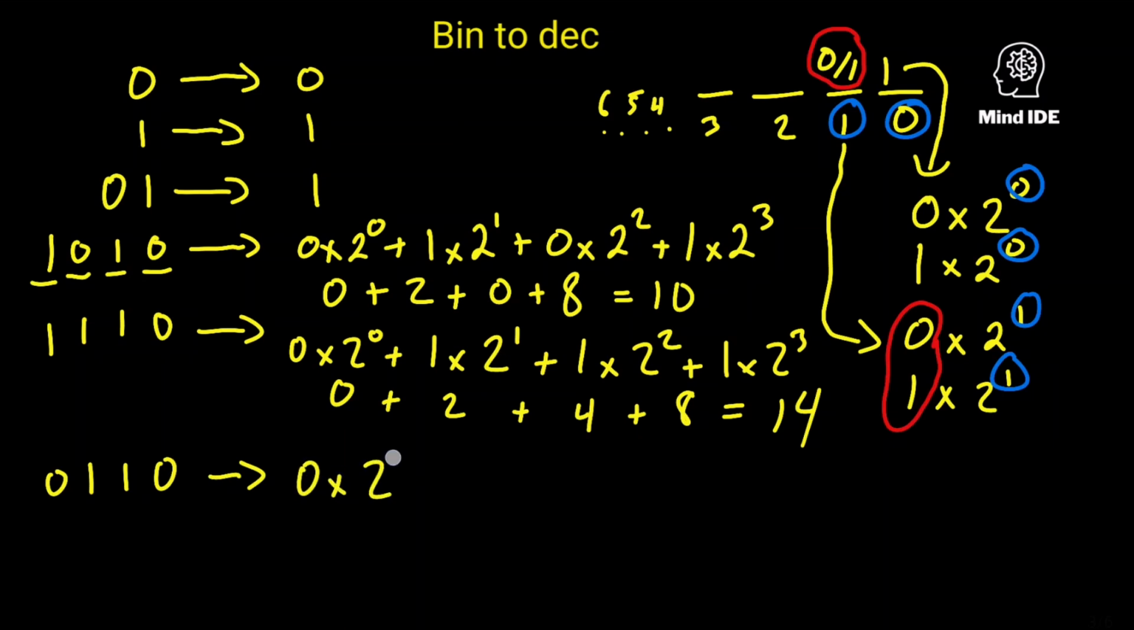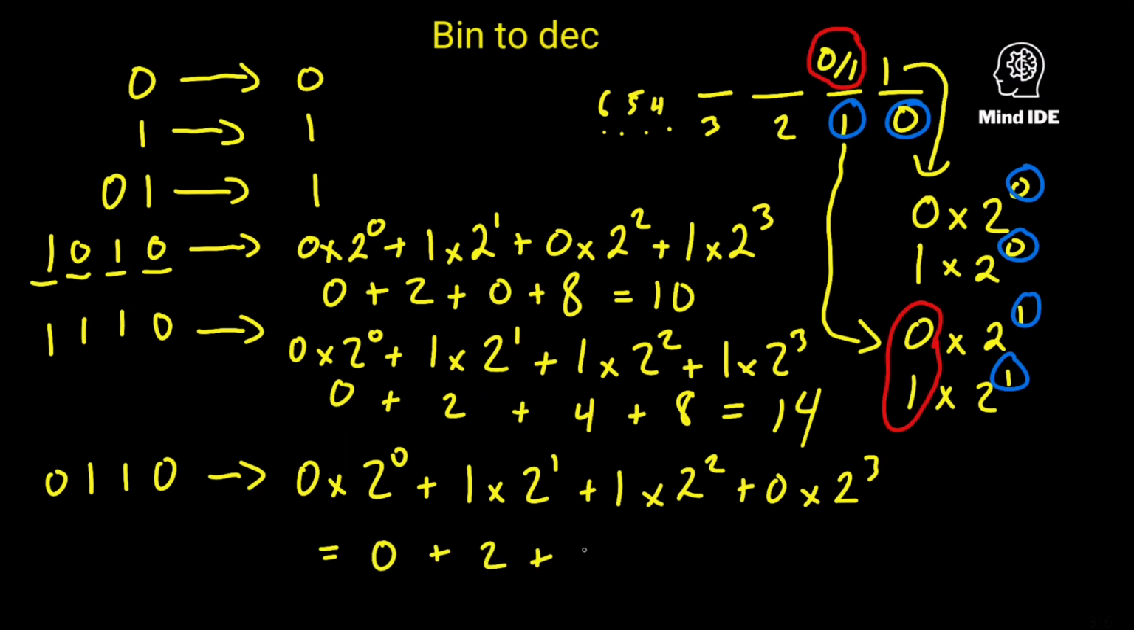0 times 2 to the 0, 1 times 2 to the 1, 1 times 2 to the 2, 0 times 2 to the 3, plus 2 plus 4 plus 0, which is 6. So that's how you can convert binary to decimal.